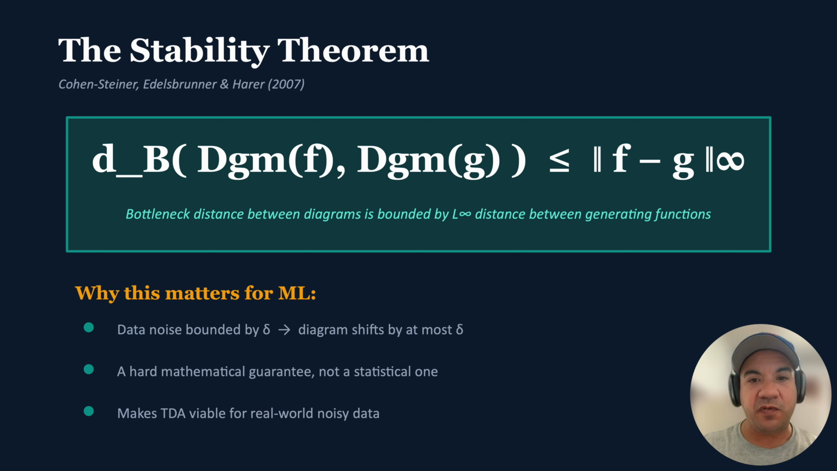So why does this matter for machine learning? Three reasons. If noise is bounded by delta, diagrams shift by at most delta, guaranteed. This is a hard mathematical guarantee, not a statistical one. It holds for every dataset, not just an expectation. It's what makes TDA viable for real-world noisy data.